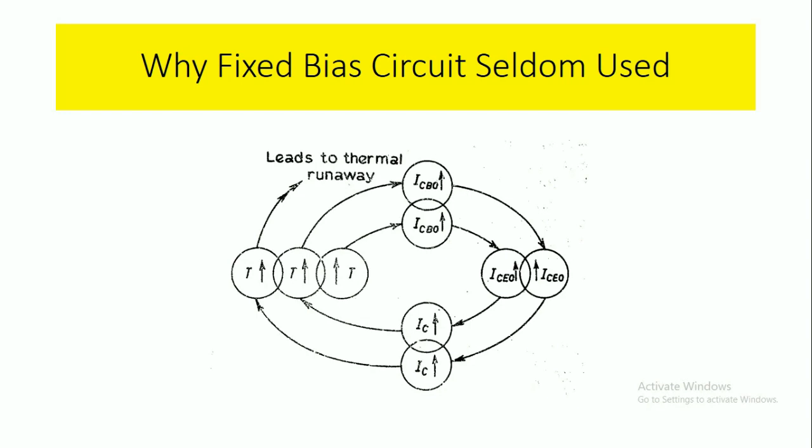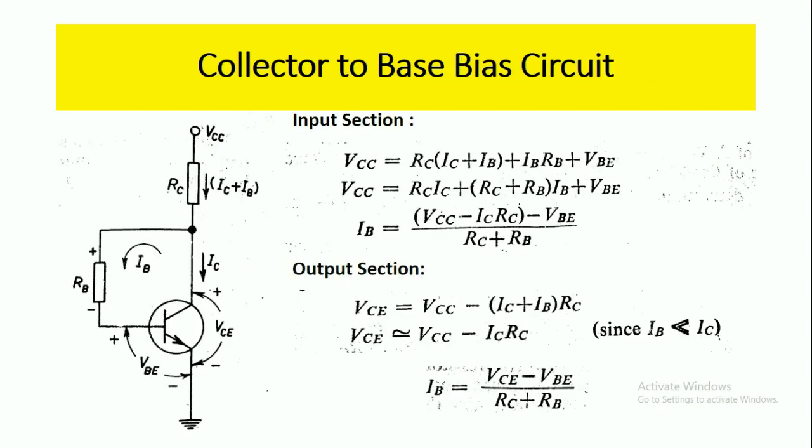So we will go for another circuit. That circuit is the collector to base bias circuit. Here there is a connection from the collector terminal to the base terminal through the resistance RB. That is why you call this the collector to base bias circuit. Here is the circuit of the collector to base bias circuit.